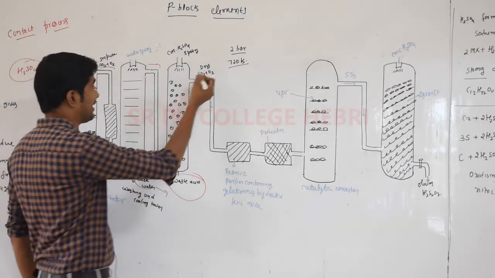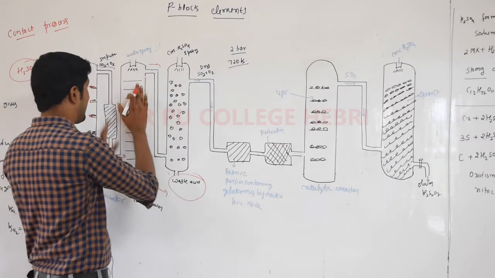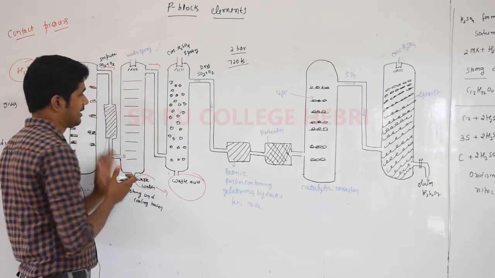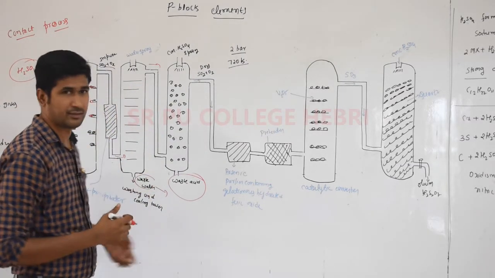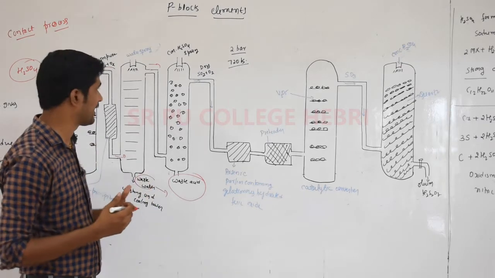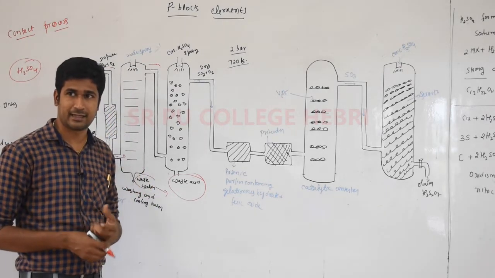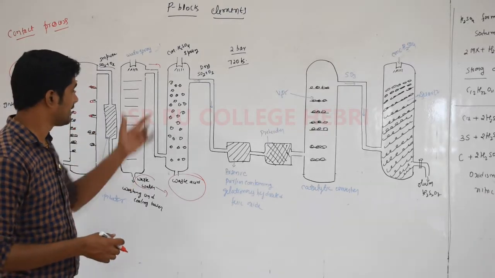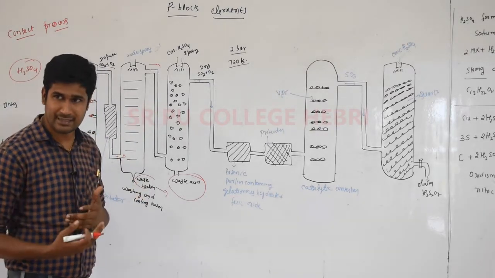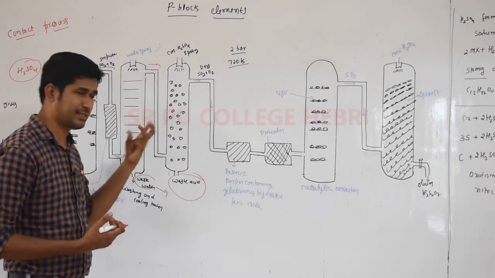Now the dry SO2. Here you sprayed water, is it? Yes. So after spraying water we have to remove the traces of water present in that SO2 gas. For that, concentrated H2SO4 is sprayed. It is a dehydrating agent that removes traces of water or moisture present in SO2.